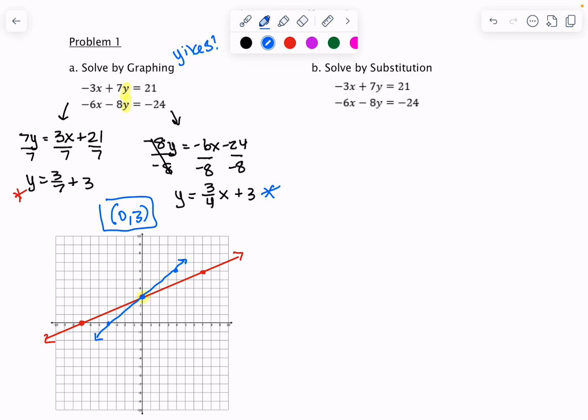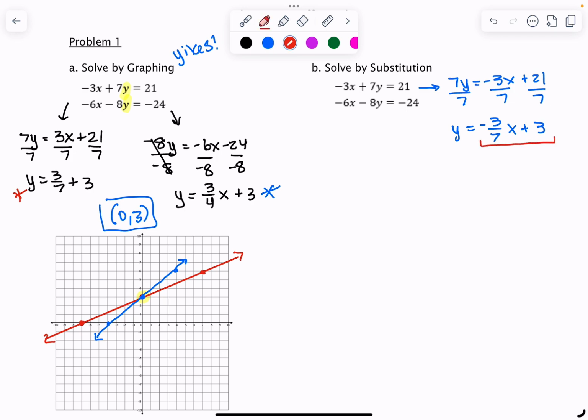If I want to try and get x or y alone, I'm going to take that first equation right here, and I'm going to add that 3x over, and I get 7y equals negative 3x plus 21. I'm going to get y alone just like I did with graphing. y equals negative 3 over 7x plus 3. And now what a pain this is, because now I've got to substitute in something with a fraction. And fractions are great for y equals mx plus b in your slope, but they're not super great when we substitute because fractions are kind of a pain, right? But we're going to go ahead and show you anyway.